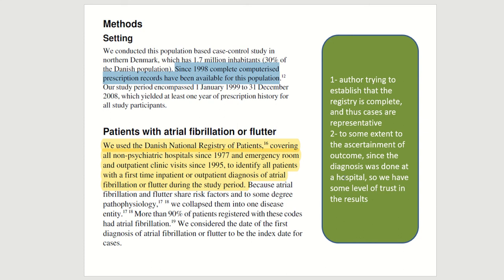To some extent, the ascertainment of outcomes, since the diagnosis was done at the hospital, gives us some level of trust in the result. So not only are we capturing all the cases, but these cases were captured through hospitals, emergency rooms or outpatient clinics. So they were captured through a valid mechanism and put in a registry. Therefore, when I go and get them, I'm getting a clean case, a case that I can trust. And the registry has almost all the cases, therefore it's population based.